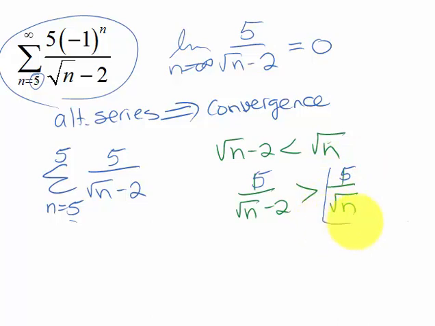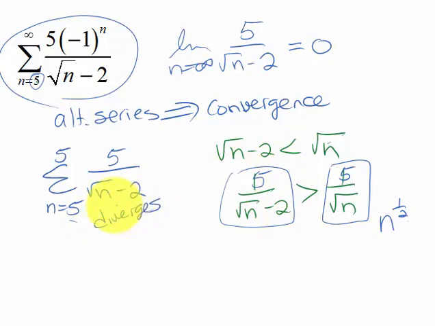Now our comparison series here is divergent because it is a p-series with p less than 1. And all of these terms are less than these terms, and the lesser one diverges, so we know that this one also diverges. So since the absolute value of this series diverges, but the alternating series converges, the kind of convergence we had here is called conditional convergence.